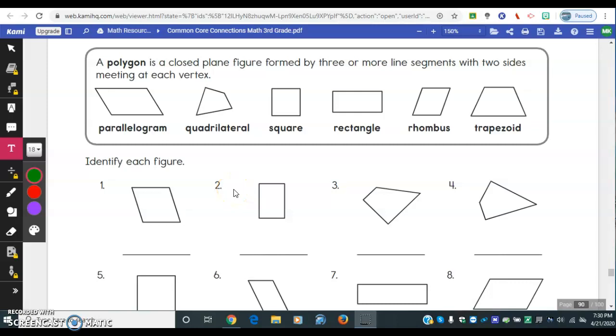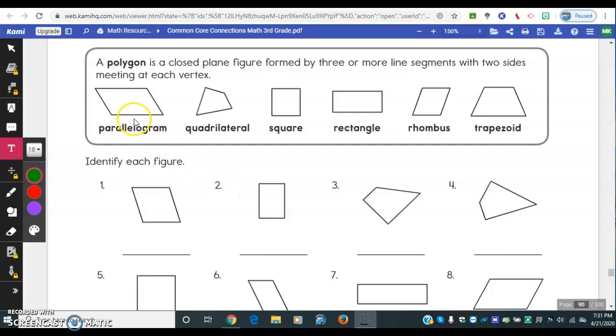Hi everybody, I'm on learning packet number 2, day 7, or week 2, day 2, whichever way you want to look at it. And we're doing the first math page, which is all about polygons. Now hopefully you watched the polygon video that I did for you first, because we're talking about the different kinds of quadrilaterals there are up here.